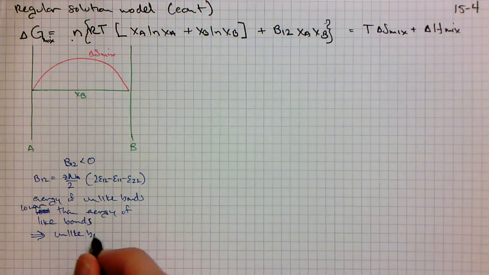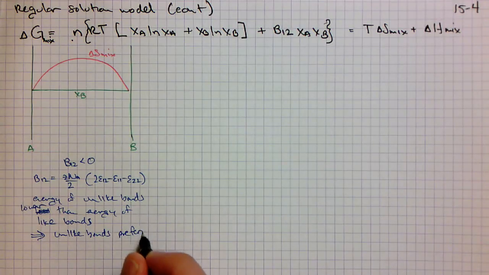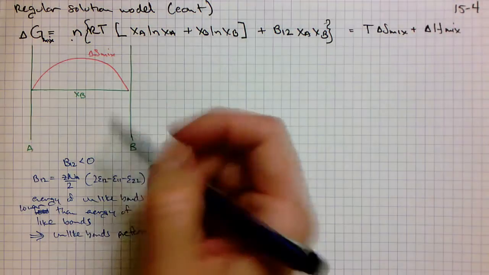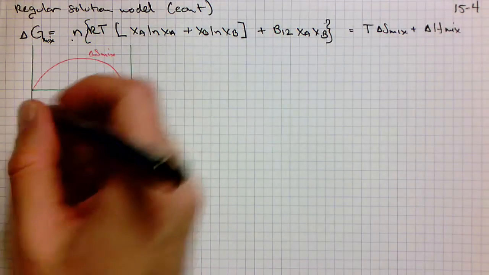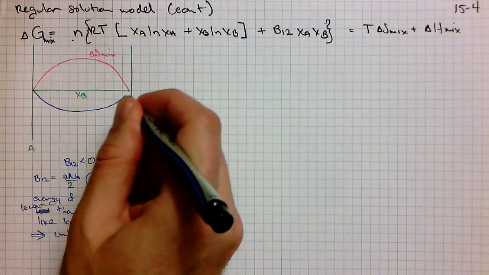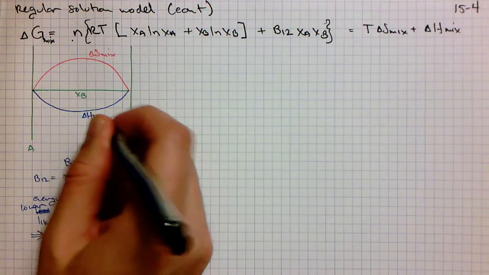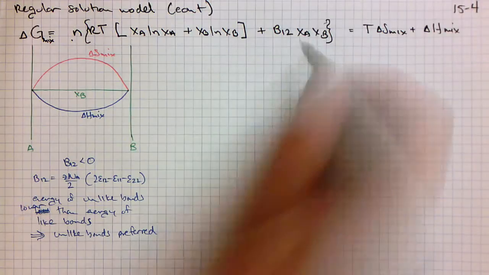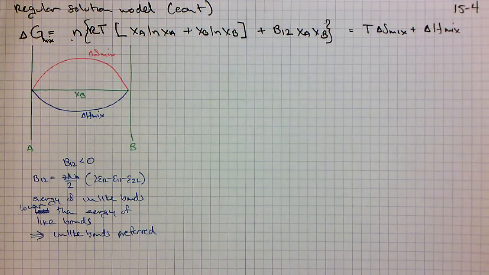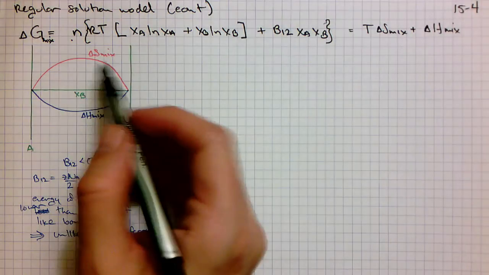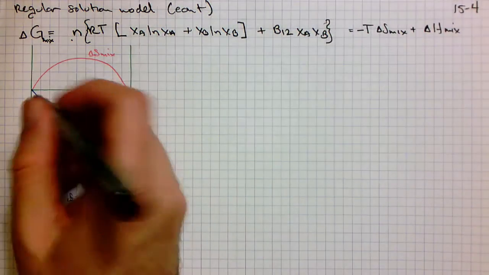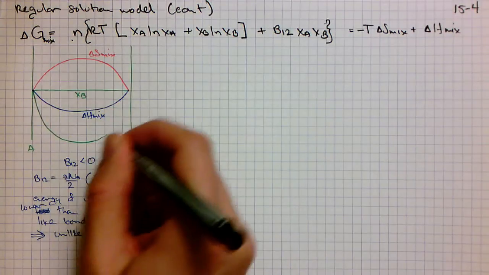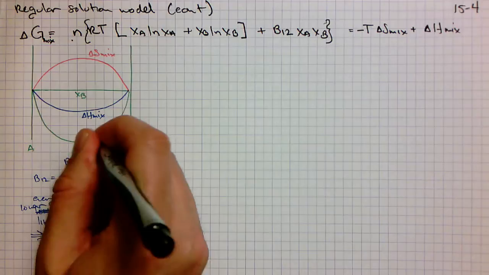Unlike bonds are preferred. So both enthalpy and entropy are driving you to mix. So delta H mix in this case is going to be negative because the contribution here is negative. And so delta G mix, because this is minus T delta S, both the contribution from the enthalpy and the entropy are going to be negative.